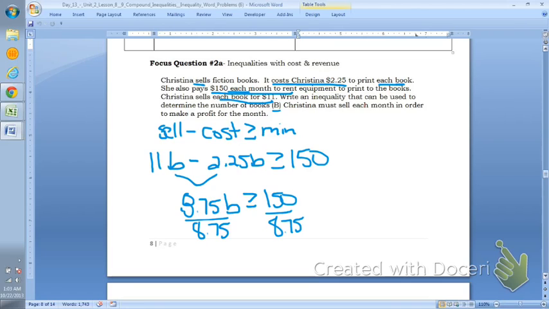Go ahead and use calculator on these. So the number of books should be greater than or equal to, let's divide. You're going to get like 17.14285 to 1428. It's going to keep on repeating. And again, we have a minimum value, so we always have to round up. So the number of books she must sell is greater than or equal to 18 books.